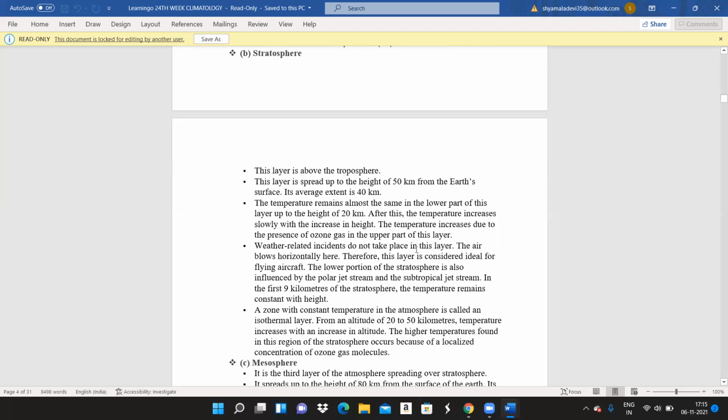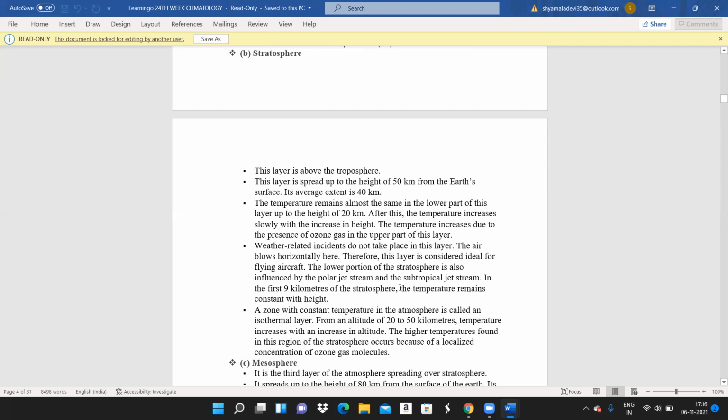Weather-related incidents do not take place in this layer. The air blows horizontally, this way, horizontally. Therefore, it is also considered suitable for the flying of aircraft. So where do the aircraft fly? It is the stratosphere, not the troposphere. The lower portion is also influenced by polar jet streams and subtropical jet streams.